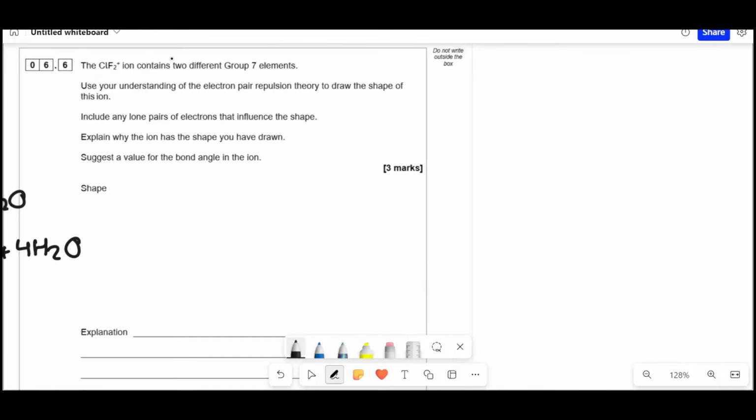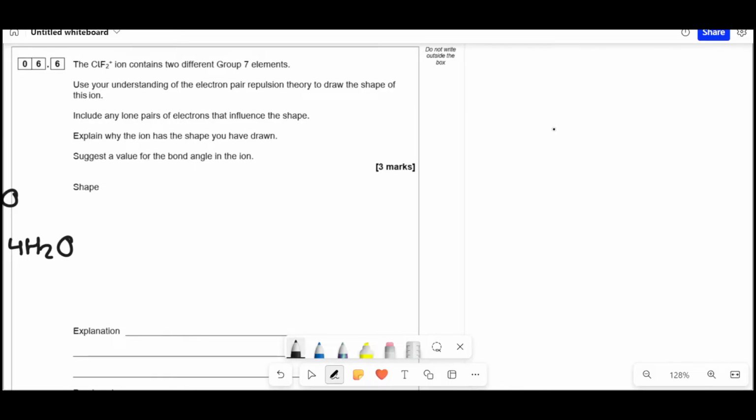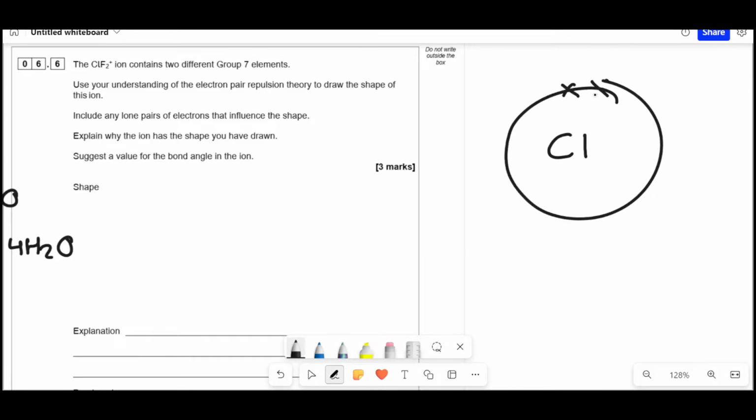So then it says the ClF2+ ion contains 2 group 7 elements. Use your understanding of the electron pair repulsion theory to draw the shape of this ion, and then include any lone pairs of electrons that influence the shape. Explain why the ion has the shape you have drawn and suggest a value for the bond angle. Okay, so think of it step by step. So Cl is in group 7. If we draw, that means we've got 1, 2, 3, 4, 5, 6, 7.